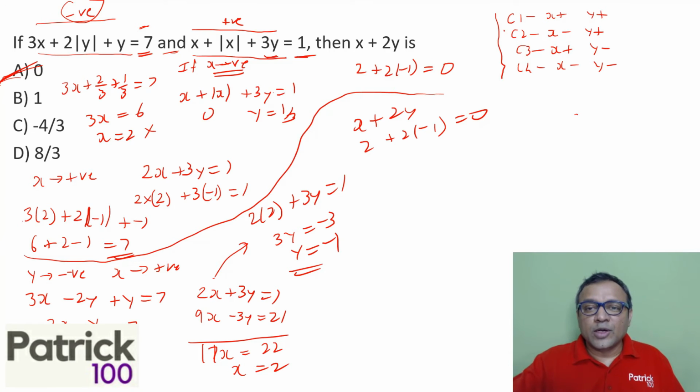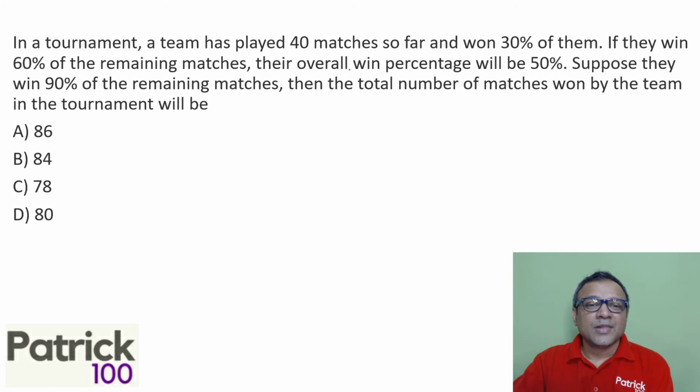So either you take all the four cases and solve, or shortlist the case based on how the equation is, or put simple values and see which values satisfy. Based on that, you can get the answer.